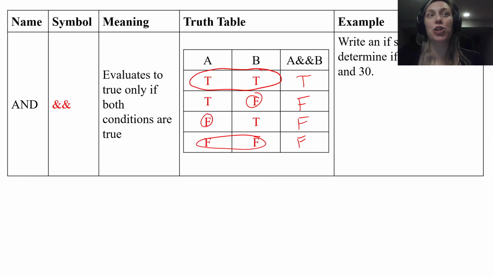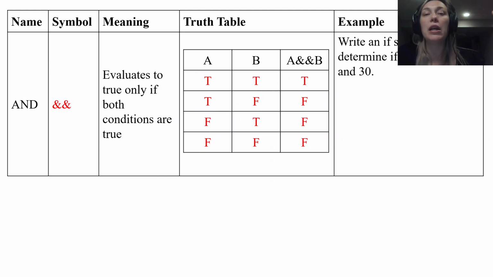So that's the logical Boolean operator, the AND. It evaluates to true only if both conditions are true, otherwise it's going to evaluate to false. And we can use this one to rewrite that example we just went over. If we want to write an if statement to determine if a number is between 20 and 30, the key there, and you'll look for this language when you're writing your programs, is you're looking for an and, right? You're looking for both conditions to be true.